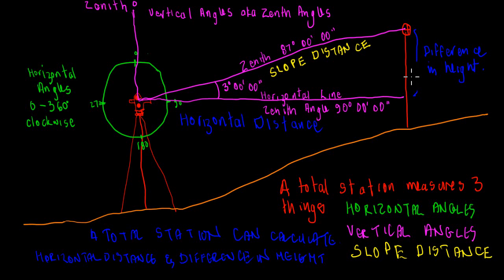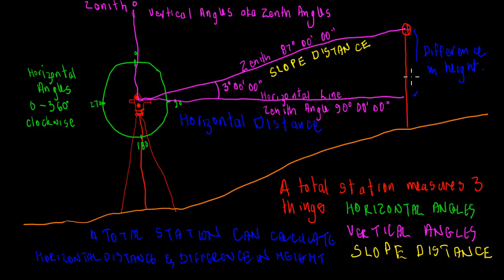And the third thing that the total station measures is the slope distance. The slope distance is just the distance from the instrument to the prism. And we say the slope distance because quite often these are not on the same plane. The prism might be above or below the instrument.